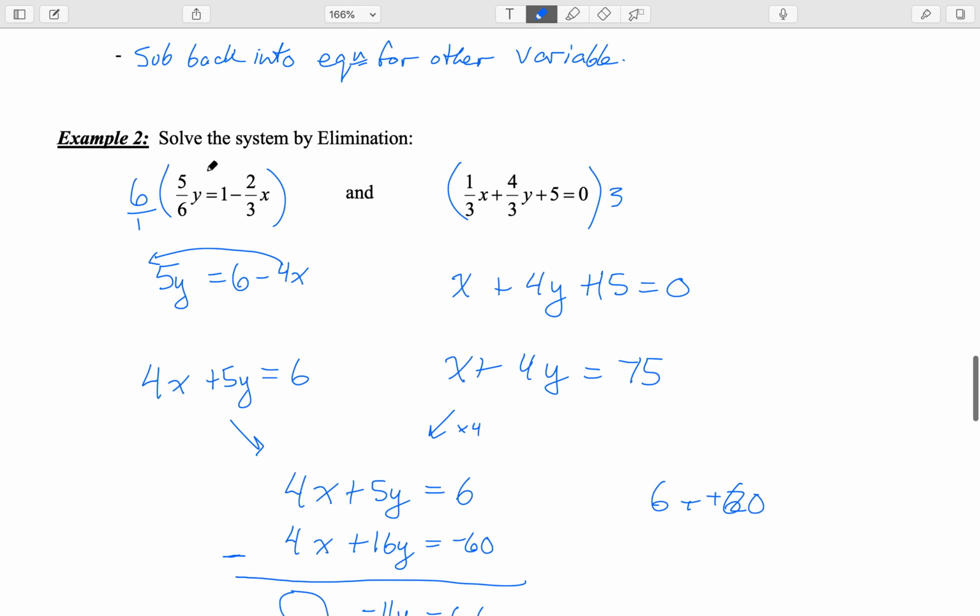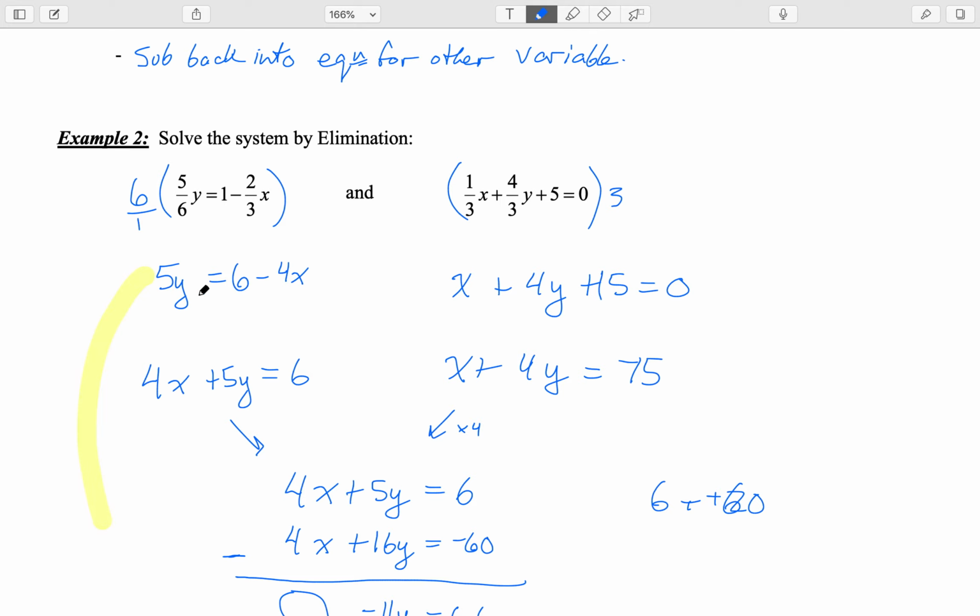Now, there's some people who say, oh, you have to plug it into the original one. Look at how ugly those are. You know what? I'm going to plug it into the simplified version. Because remember, the first thing I did was I multiplied by 6. And it made an easier equation. I multiplied this by 3. Makes this an easier equation. This has got bigger numbers. Let's go to this one. So I'm going to substitute it back into this.